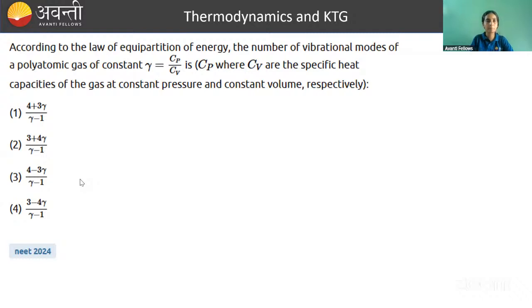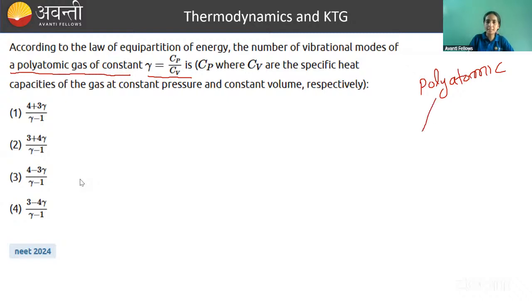That's great. Let's read the question first. According to the law of equipartition of energy, the number of vibrational modes of a polyatomic gas with gamma given will be how much? So we are asked the vibrational mode. The gas is polyatomic. I have told you, whatever the gas, it can have three sorts of different degrees of freedom: for translation, for rotation, and for vibration, right?